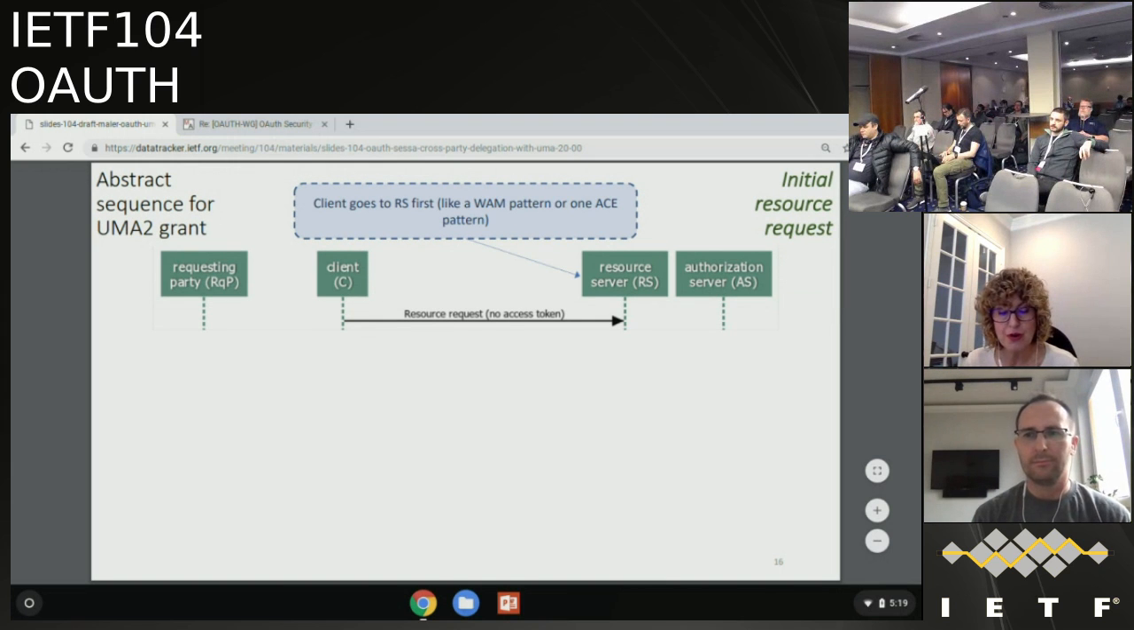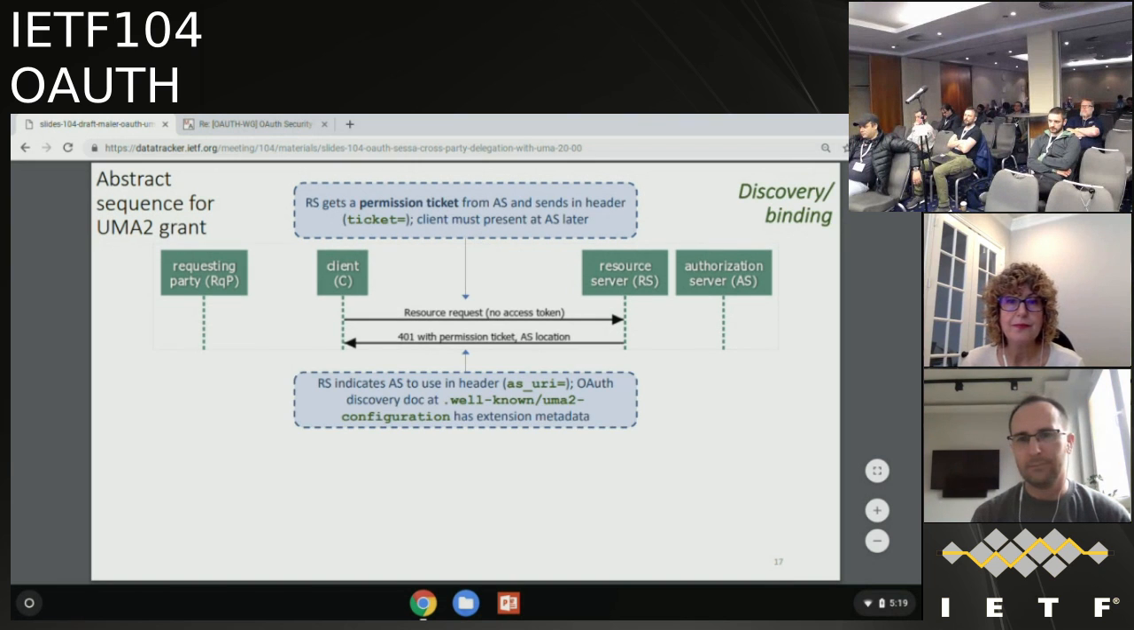Continuing here, so the initial resource request, unlike other OAuth grants, but like some other things we might know of, the client goes to the resource server first. So that's kind of familiar from web access management, or as we're seeing from some ACE work, one of the ACE patterns is client to RS first. So we'll discuss some implications of this in a bit.